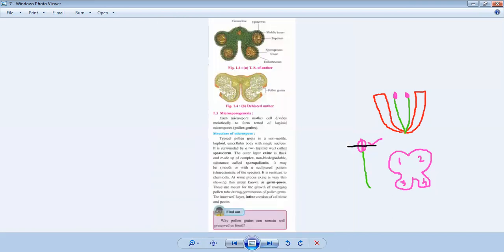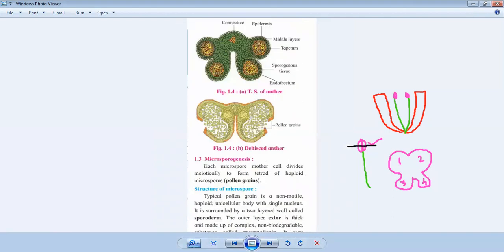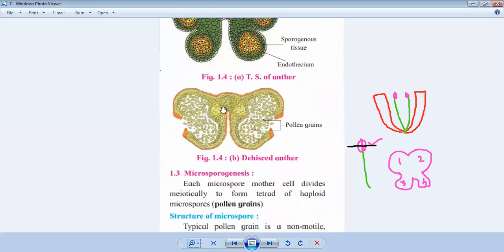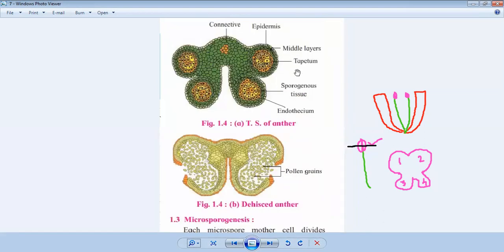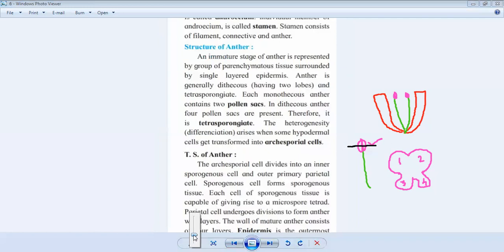तो कुछ इस तरह से जो TS of anther होता है, the TS of anther consists of basically the 4 layers. anther wall जो होती है उसकी 4 layers होती है. ठीक है, 4 layers कौन सी होती है? That is epidermis. First one is epidermis, then endothecium, then middle layer and the tapetum. So these are the 4 layers. So about this structure of TS of anther we will discuss again in detail in the next lecture.